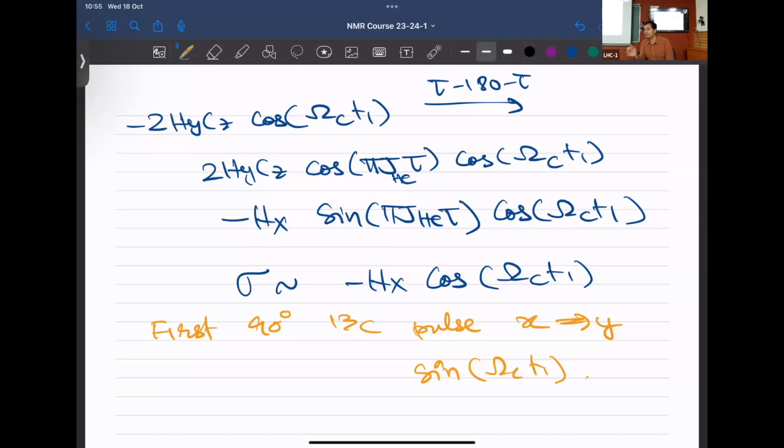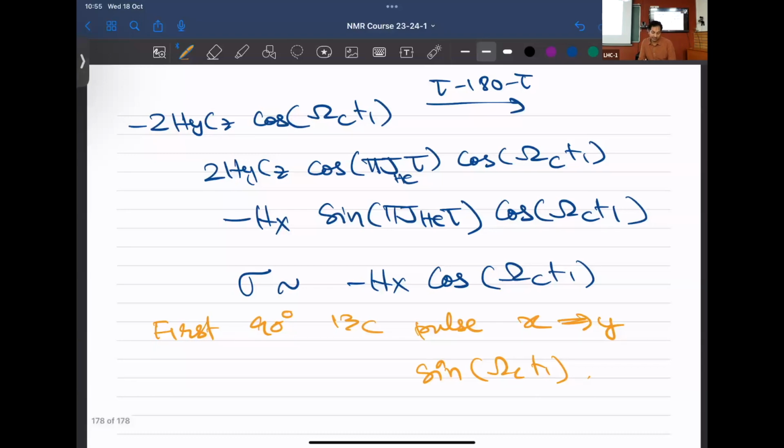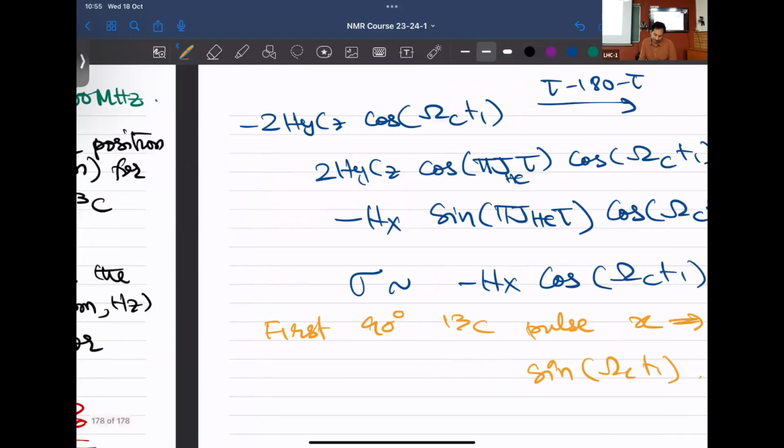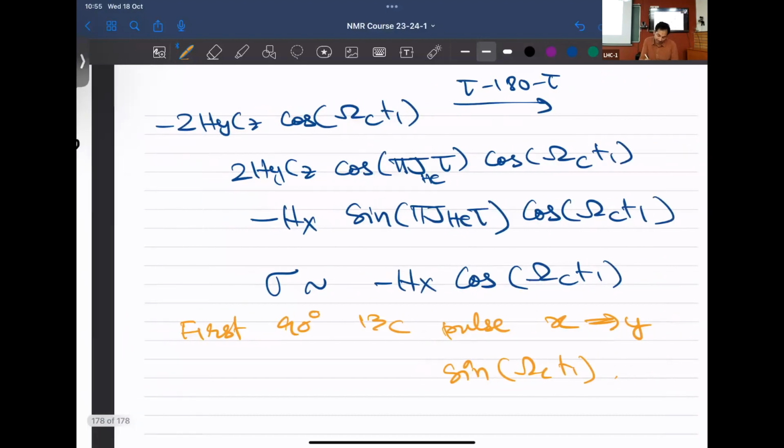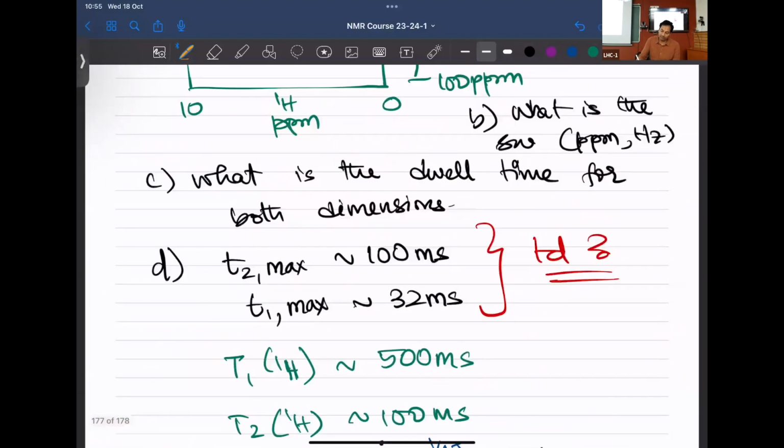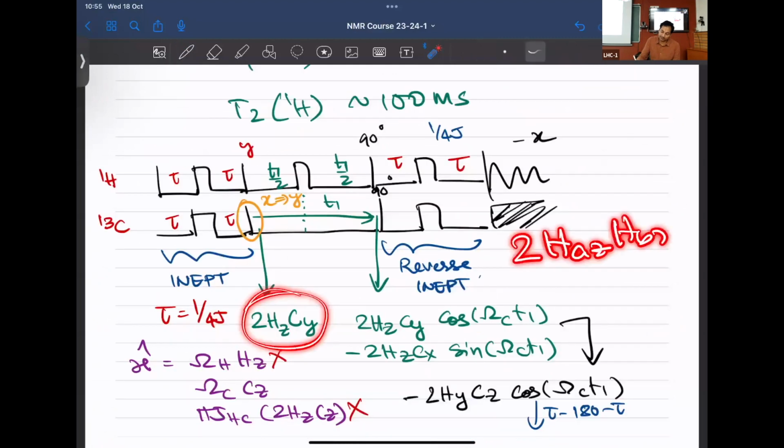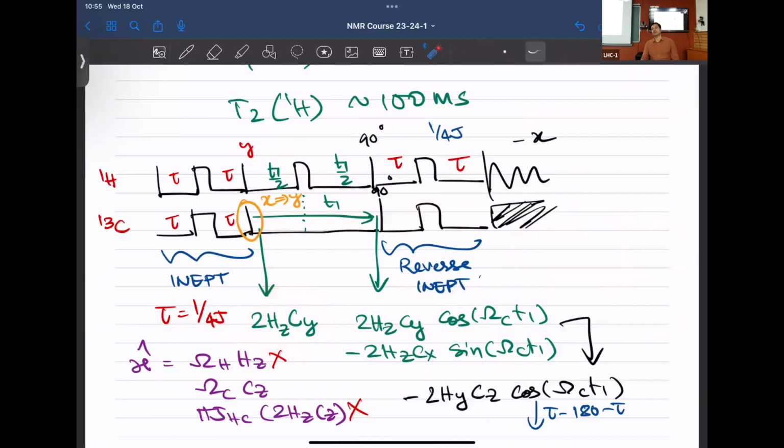All the other narratives literally remain the same between HMQC and HSQC. The major difference that you have been able to achieve here is that since you have created a single quantum term, which is HzCy, this will not evolve with any other passive proton-proton coupling that will be present.